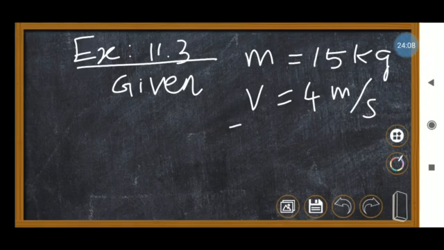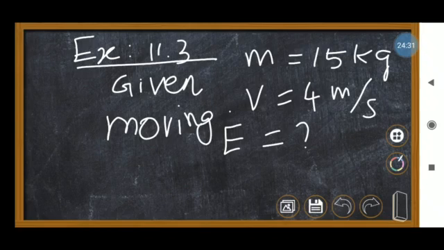Okay, so energy they are asking. When an object has mass 15 kg and is moving with a uniform velocity of 4 meters per second, how much energy will it possess? For this one, as I said, you have to know the energy formula. Moving with uniform velocity, so moving is the keyword. Whenever any object is moving, due to its movement it possesses some kinetic energy.